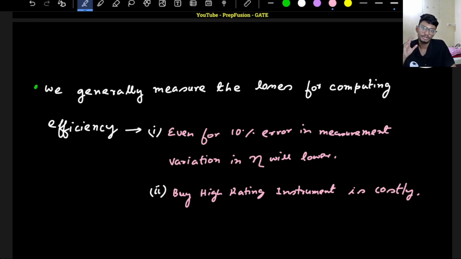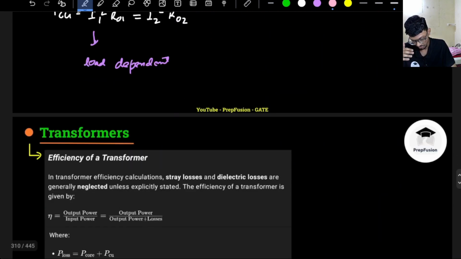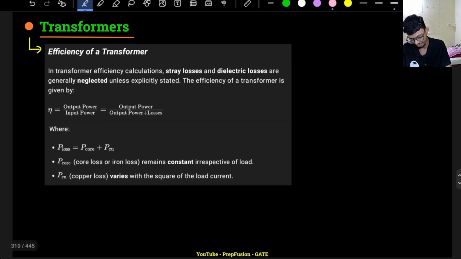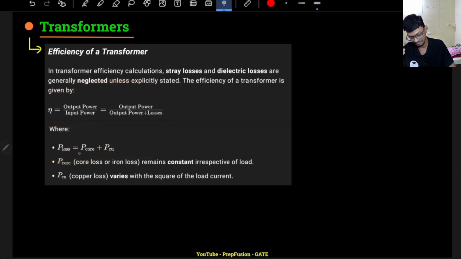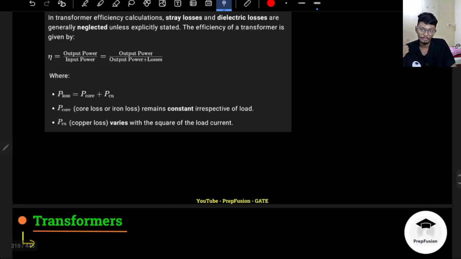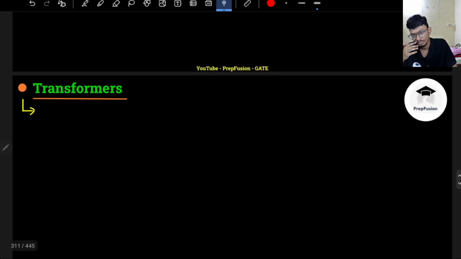Okay, so we can further write down this formula. So this was actually the values. If you see my efficiency of the transformer, P loss is P core plus P cu, and basically we ignore the stray and the dielectric losses, and yeah, this is the formula. Now I want to derive this formula further.